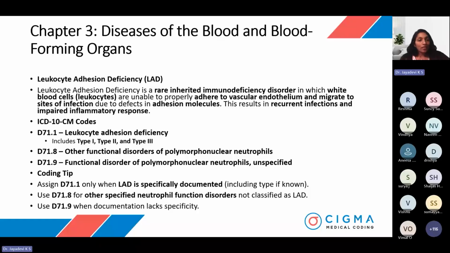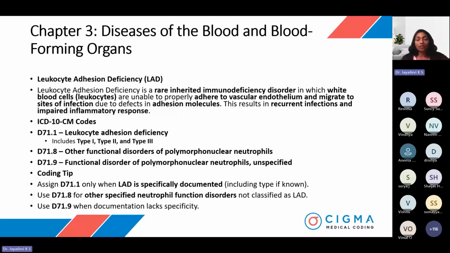This is leukocyte adhesion deficiency. It's a rare inherited immunodeficiency disease in which white blood cells are unable to properly adhere to the vascular endothelium and migrate to the site of infection due to defects in the adhesion mode. This results in recurrent infections and impaired inflammatory response.